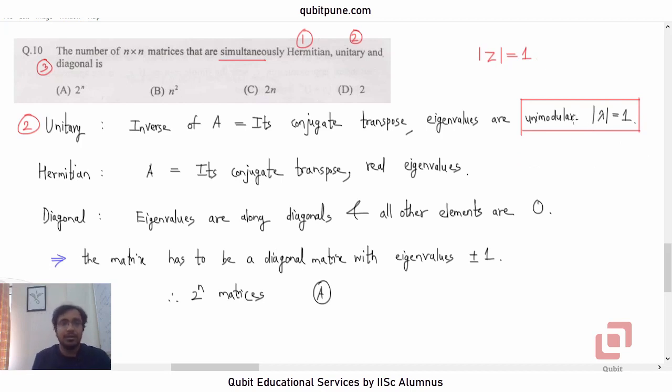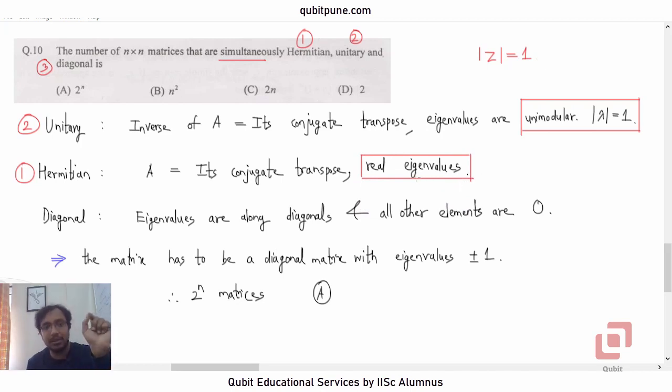What is a Hermitian matrix? A Hermitian matrix is a matrix where the matrix is equal to its conjugate transpose. It is the complex analog of symmetric matrices. A is equal to its conjugate transpose. And one of the characteristics of Hermitian matrices is that they have real eigenvalues.